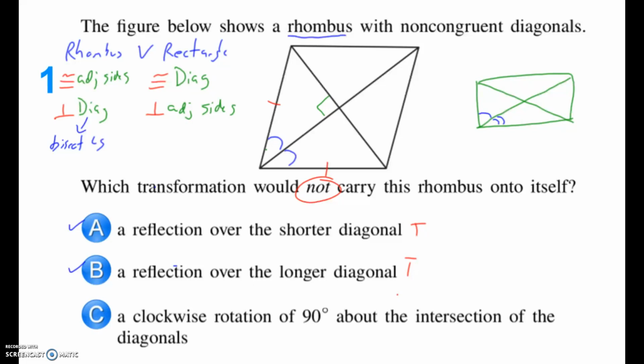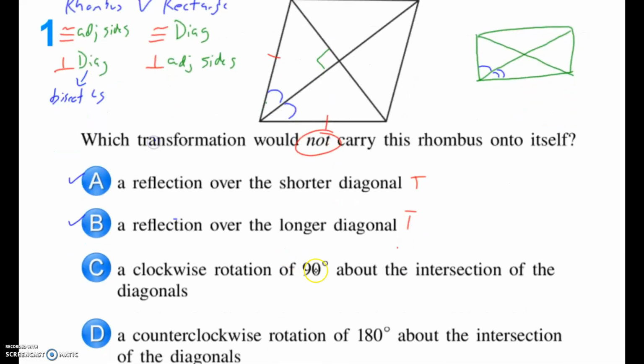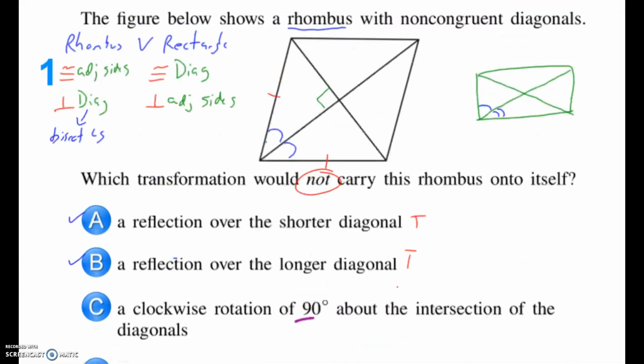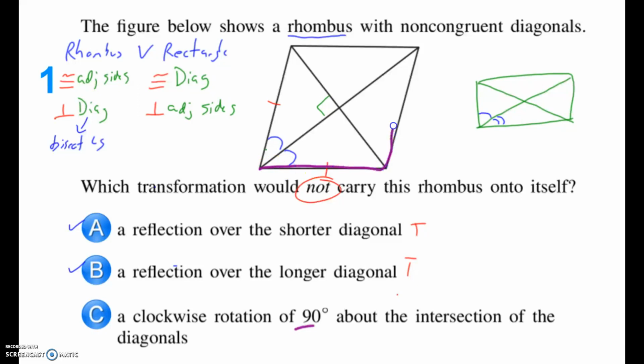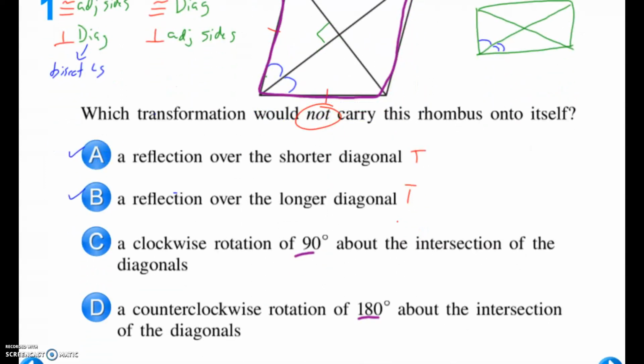So then the next two choices are about the intersection of the diagonals. Rotate 90, rotate 180. Which one works, which one doesn't? If I trace the shape out, it's really easy to see, and you could probably guess it. If I rotate it 90, you can see that it doesn't work. It doesn't quite map onto itself. But if I spin it the full 180 upside down, it does. And so that means that this is true, but this is false, and that's the one I'm looking for.